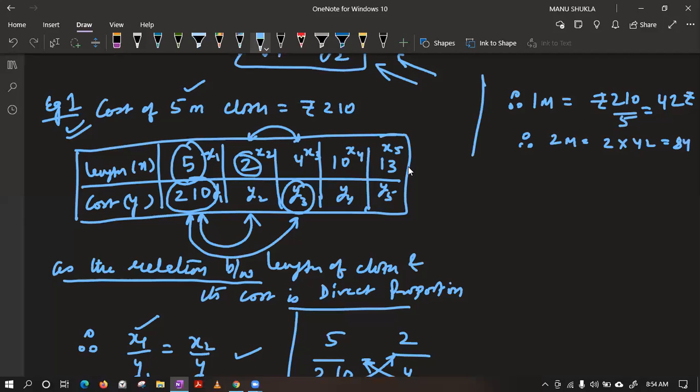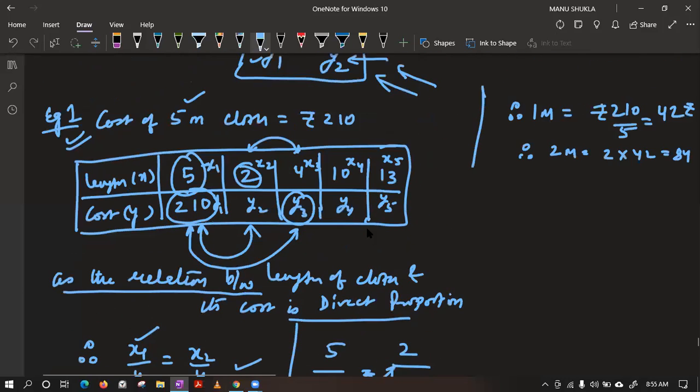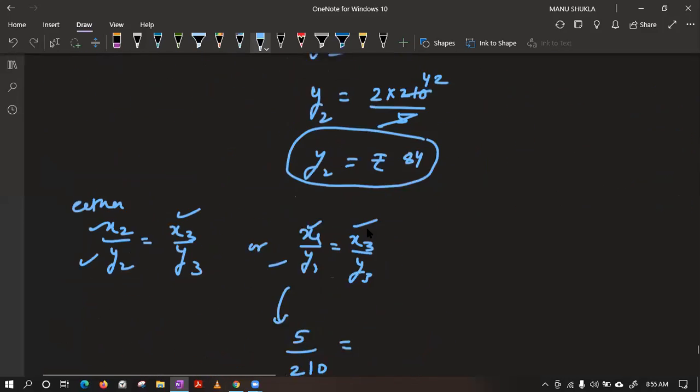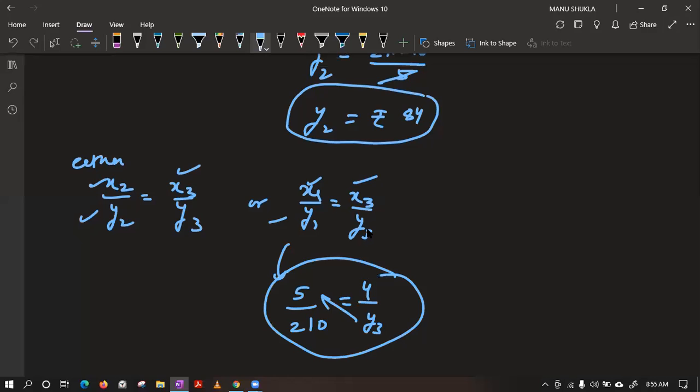So let's put the values in this one only. We know x1 is 5, y1 is 210, x3 is 4, and y3 is unknown. So the same method, we will take this over here and solve, and we get the answer. Okay. Now let's take the second example.